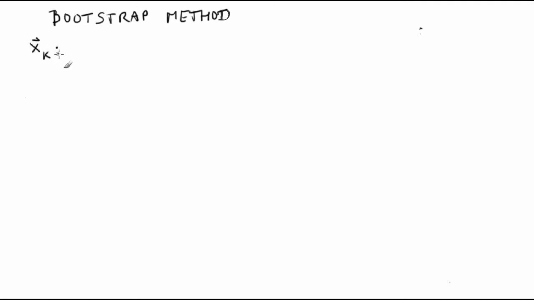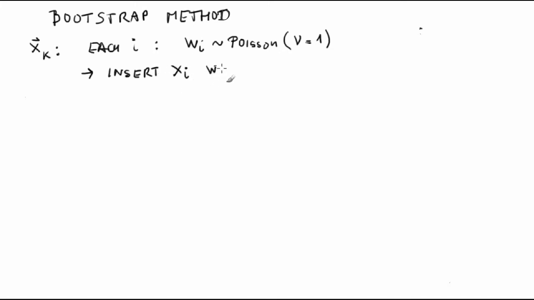A completely alternative way how to generate a large number of pseudo-datasets is called the Bootstrap Method. This method relies just on the measured dataset. A pseudo-dataset, x vector k, is generated in the following way. For each event from the measured dataset, we generate a random number w according to a Poisson distribution with the mean value equal to 1. Then, we take the event and we insert it w times into the pseudo-dataset we are preparing.